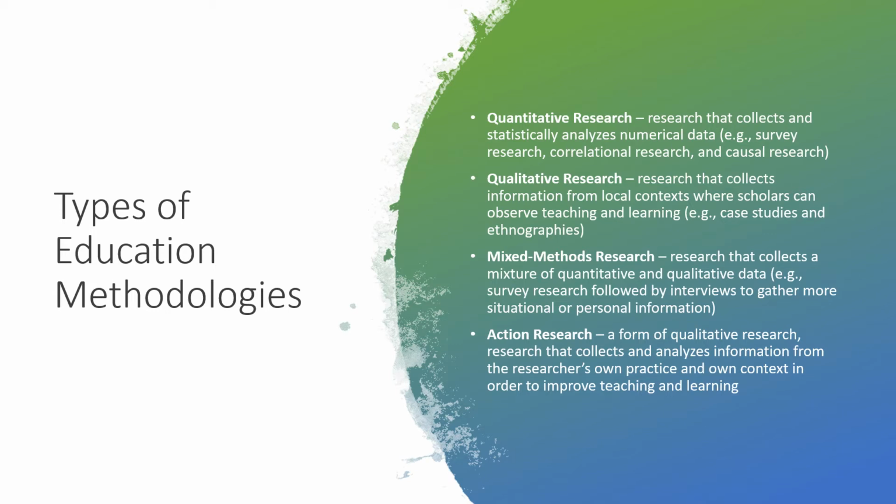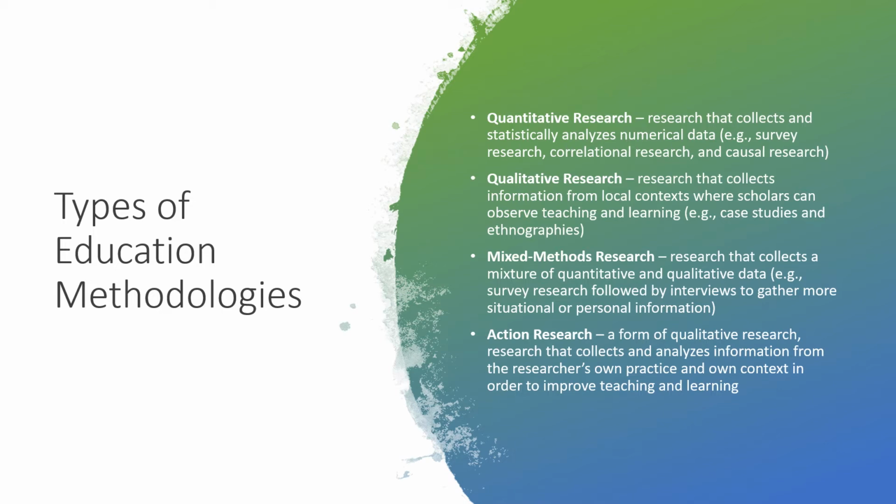Kind of the opposite of quantitative, which is all about numbers and big data sets and being anonymous and not connecting people specifically with the numbers that you're investigating, is qualitative research. That's research that collects information from local contexts where scholars can observe teaching and learning, right? And these are things like case studies and ethnographies. And ethnography is when you write about the experience as a participant in that experience.